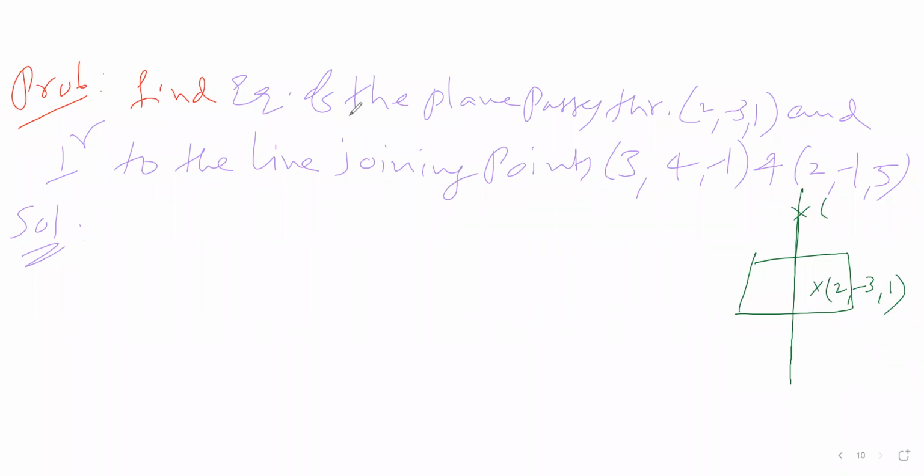Our required plane is perpendicular to the line joining two points. That perpendicular is nothing but the normal, right? The two points on it are (3, 4, -1) and (2, -1, 5). So our aim is to find the plane equation which passes through one point and is perpendicular to the line joined by the given two points. From this we can calculate the direction ratios of this perpendicular line.